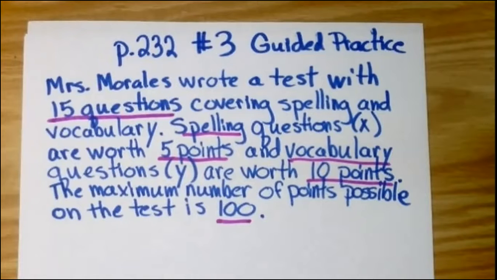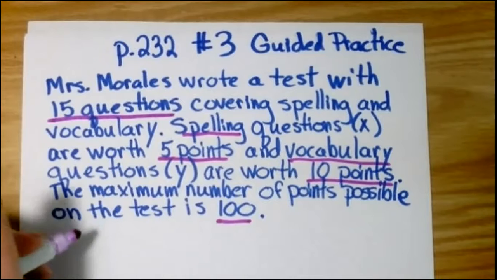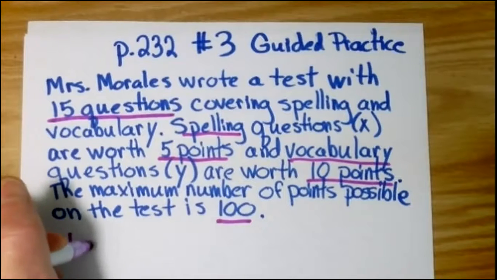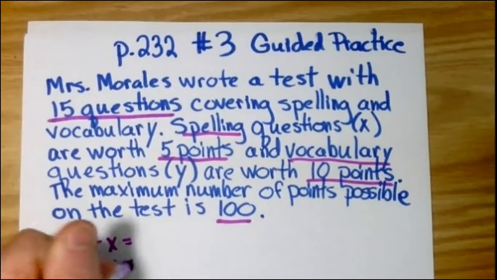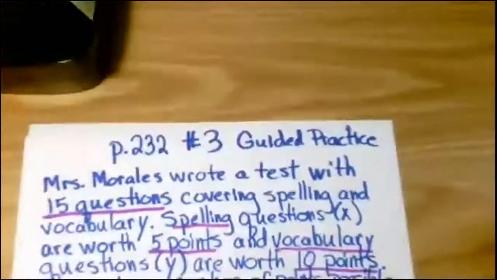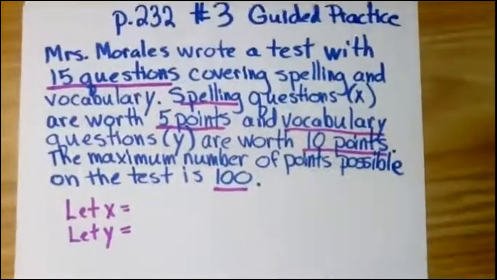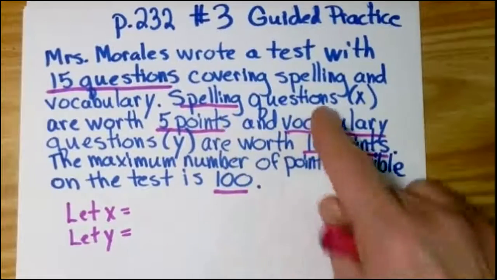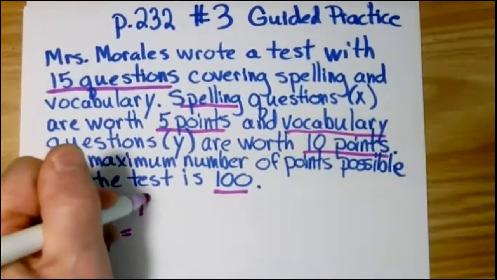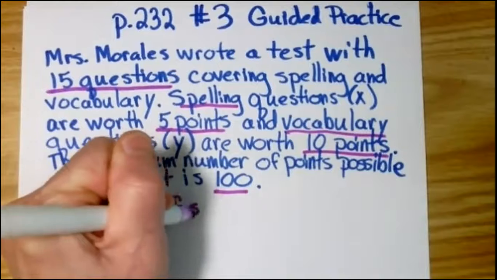So our first step is going to be to write equations after we decide what X and Y represent, which they're telling us. So let X equal and let Y equal. We need to know that. Super important. They've already told us. X represents, go back to the word problem. Yes, number of spelling questions.